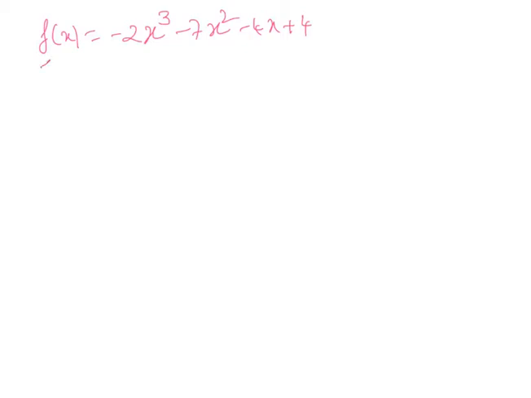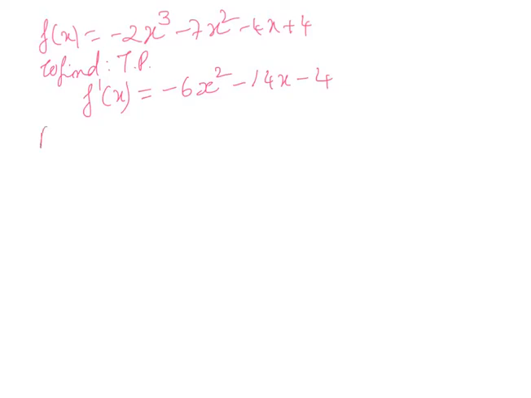So to find turning points, I'll use calculus. That is, I'll find the derivative, f prime of x. So f prime of x will give me negative 6x squared minus 14x minus 4. I assume that by this time you are comfortable with the rules of differentiation.